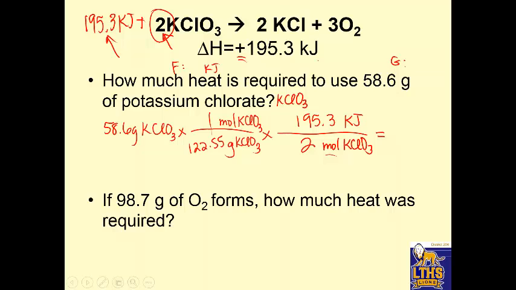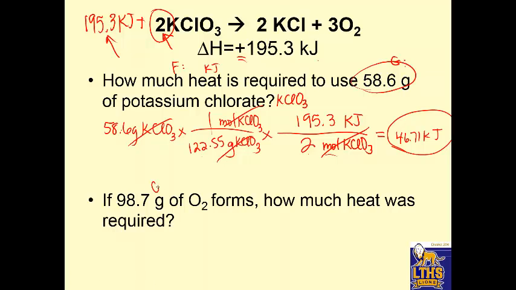195.3. So, grams of potassium chlorate cancel. Moles of potassium chlorate cancel. 58.6 divided by 122 times that divided by that gives you 46.71 kilojoules of heat. This is how much heat it would take to decompose this much potassium chlorate.